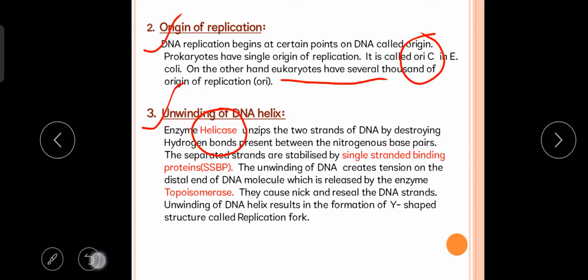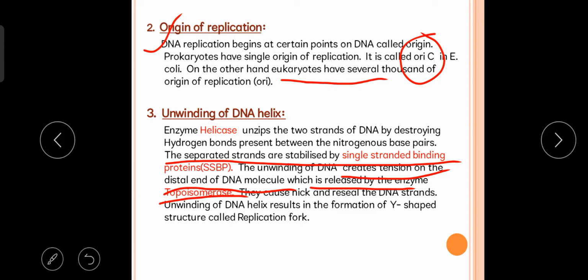Yes. Then the separated strands are stabilized by single-stranded binding protein. I have already told you about the single-stranded binding protein. That means after separation of the two strands, the single-stranded binding protein stabilizes the separated strands. Okay, so after that, the unwinding of DNA creates tension on the distal part of the DNA molecule, which is released by the enzyme topoisomerase. So topoisomerase cuts and reseals the DNA molecule to release the tension.